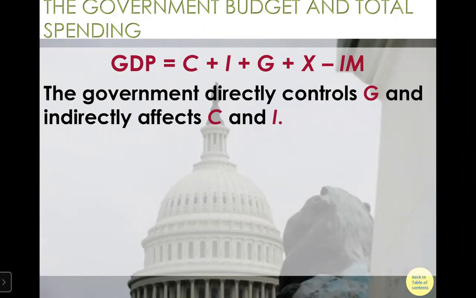Okay, good morning. Today, we are going to finish this chapter on fiscal policy. Let me start with a quick review of what we have learned.